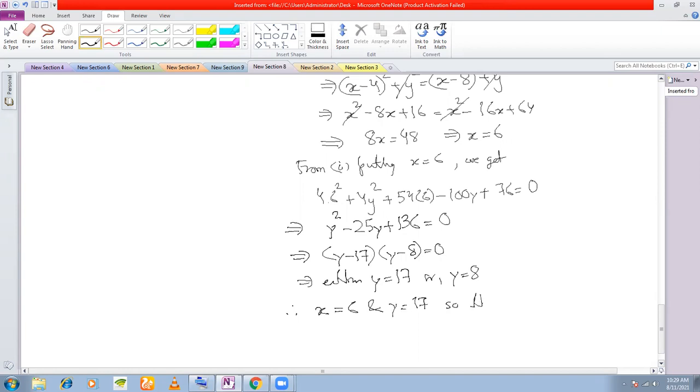So what is the complex number we are getting? z is equal to 6 + 17i, or x is equal to 6 and y is equal to 8, so that z is equal to 6 + 8i. Okay, I'll stop here.